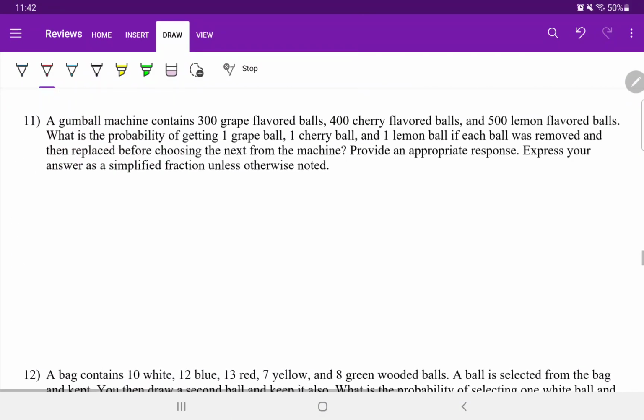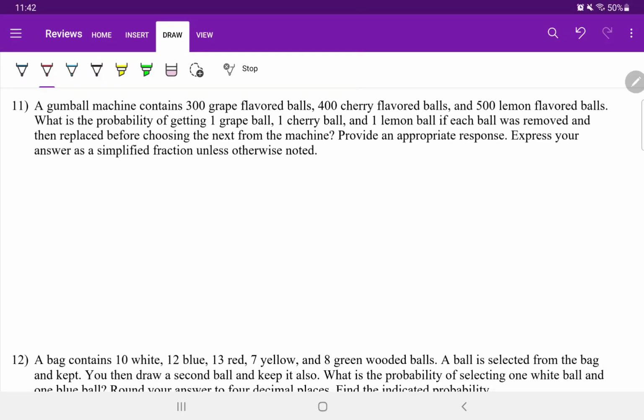A gumball machine contains 300 grape flavor bowls, 400 cherry flavored bowls, and 500 lemon flavored bowls. What is the probability of getting one grape bowl, one cherry bowl, and one lemon bowl if each was removed and then replaced before choosing the next from the machine? Provide an appropriate response. Express your answer as a simplified fraction unless otherwise noted.